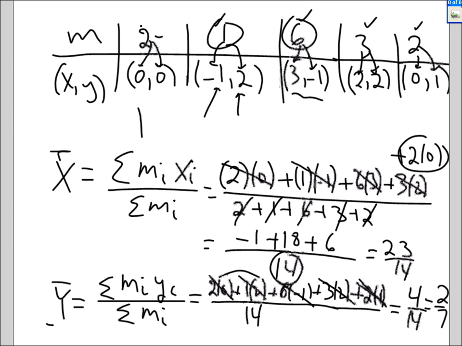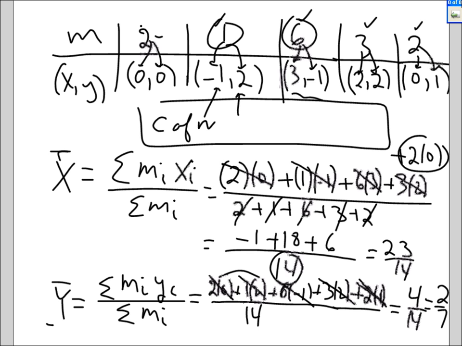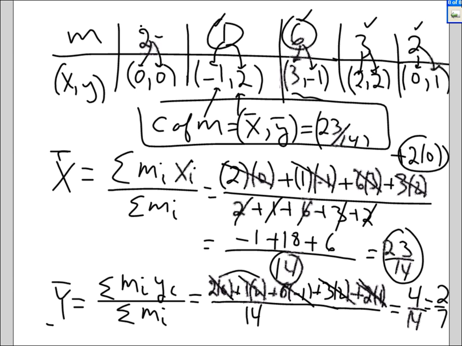So right here in the middle, I'm sorry I ran out of room, but the center of mass would be at x bar, comma, y bar. But we just calculated this. X bar is 23 over 14. Y bar, 2 over 7. That's the center of mass. If the table was weightless, you can go to this point and you can lift it with your finger.